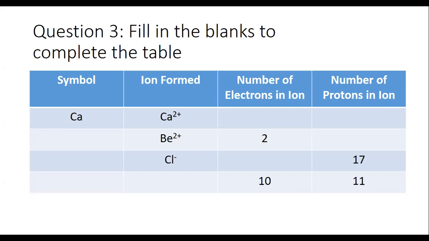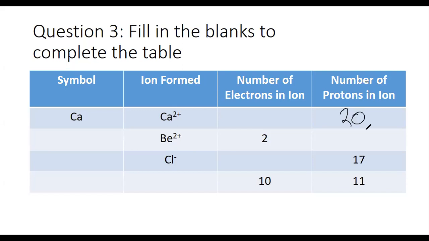So we have the symbol calcium, and I'm telling you, in the ion we're looking at, calcium forms a +2 ion. So what I would do in this table is skip right to number of protons, because calcium is telling you how many protons it has by the element itself. If you look on the periodic table, you'll find Ca as your number 20 element, so calcium has 20 protons.